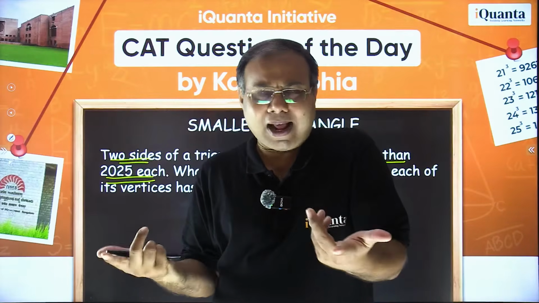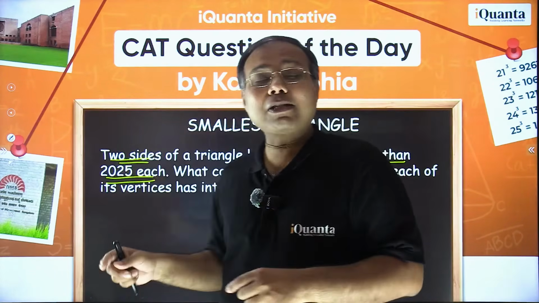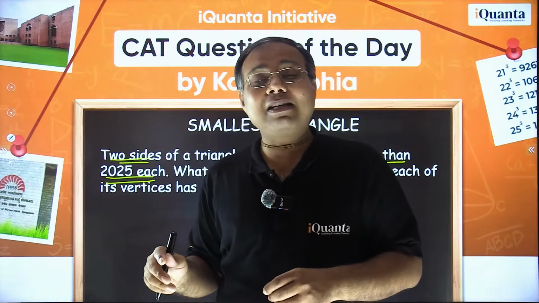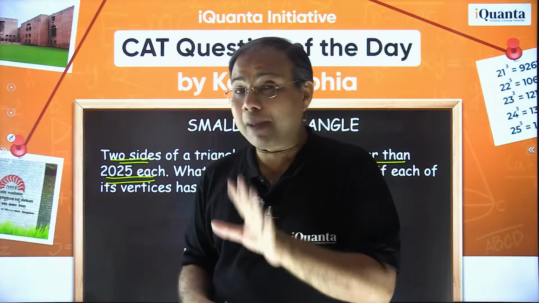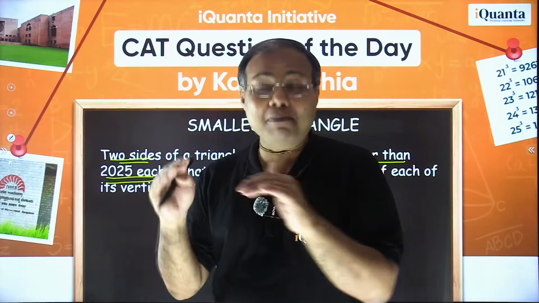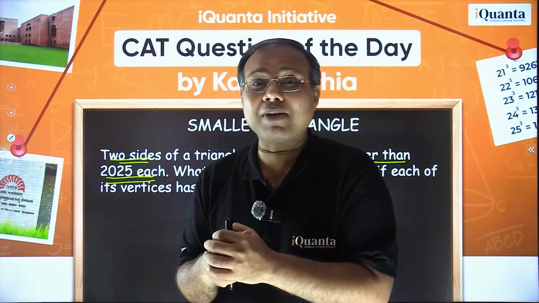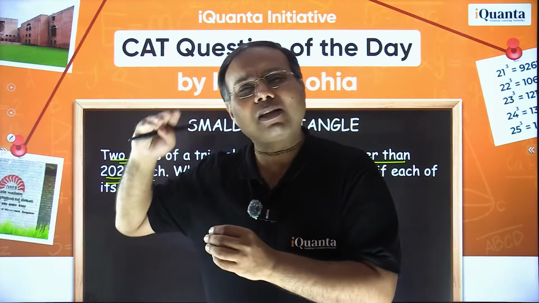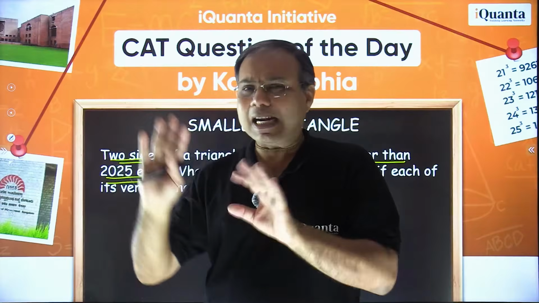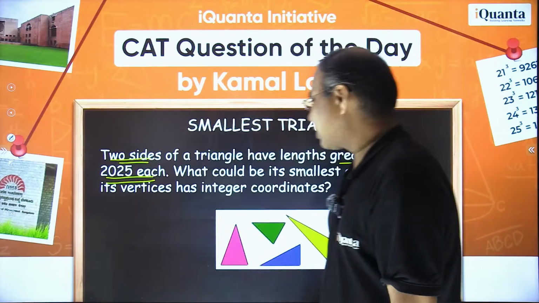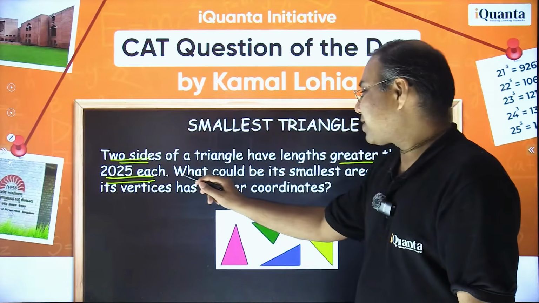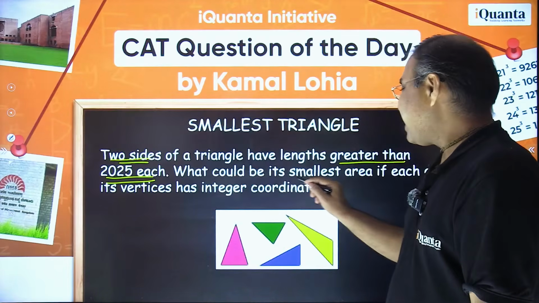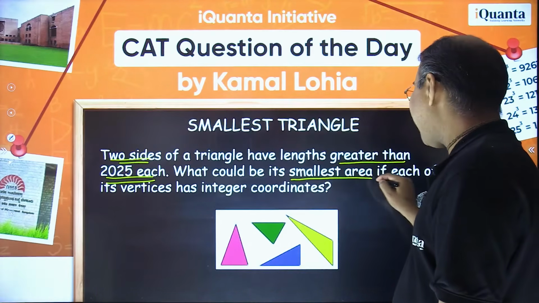So that is flexible. By the way, these two sides are also given to be having a length greater than 2025. Exactly how much, that has not been mentioned, right? So minimum value has been mentioned in that way कि 2025 से तो ज्यादा ही होना है. ठीक है ना? That is the thing mentioned so far. Let's read further. Now that's it. That was the information. Now question says what could be its smallest area?